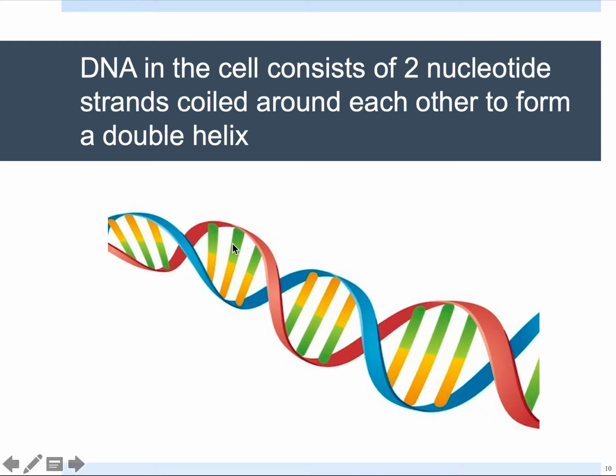DNA is a double helix. What it means is that DNA has 2 strands. So you see this red strand and the blue strand, like a ladder. And then you have these rungs that are connecting the ladder to each other. And then it's twisted together like a spring. So it's a double helix.